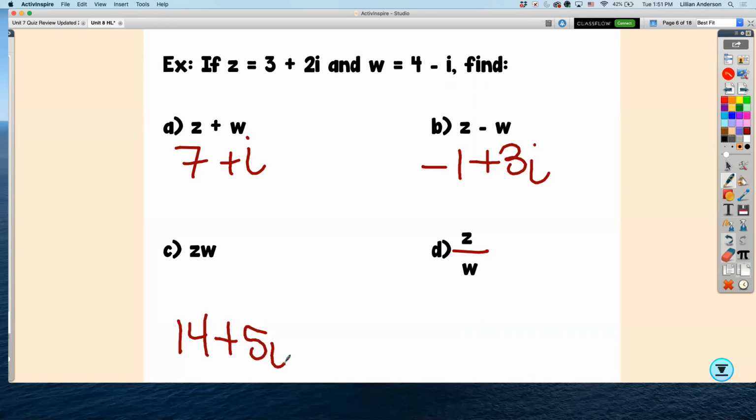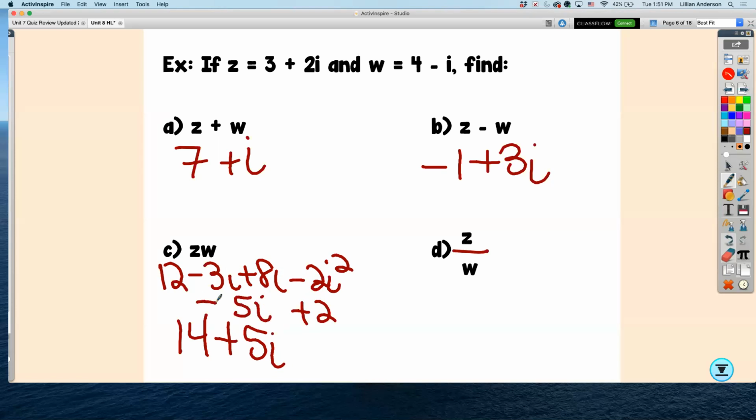Okay, good. Remember, you FOIL, so that'd be 12 minus 3i plus 8i minus 2i squared. Remember, i squared is equal to negative 1, so you essentially have a plus 2, a 5i, and then a 12. Very good. When you divide it, you had to do the conjugate, yes? So I should have an answer that does not have any imaginary numbers in the denominator. What did you get?